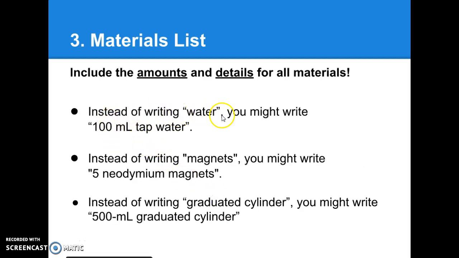So instead of writing water, you might want to write 100 milliliters of tap water. Instead of writing magnets, you might want to write 5 neodymium magnets. Okay? Use these details. If you just say graduated cylinder, I don't know what size, I don't know what kind. So you need to make sure that you include that.